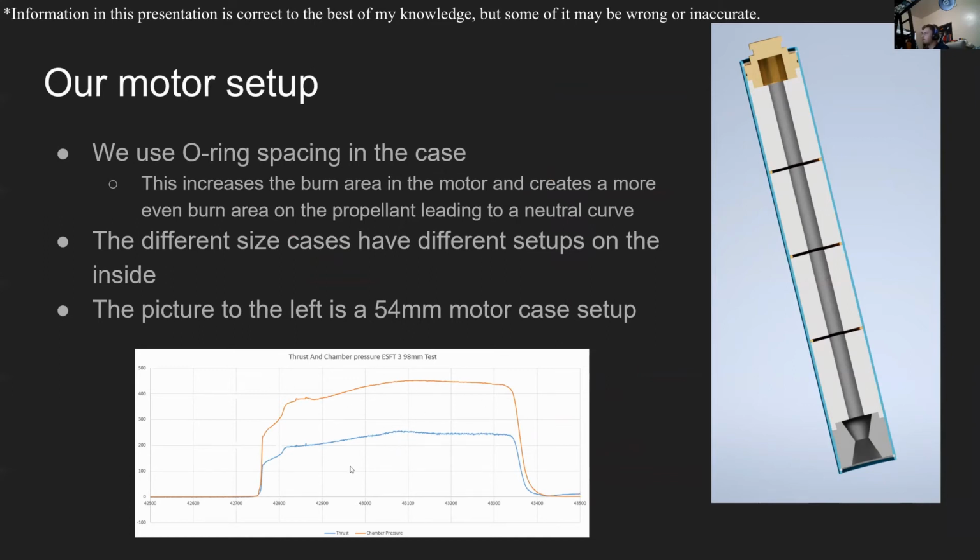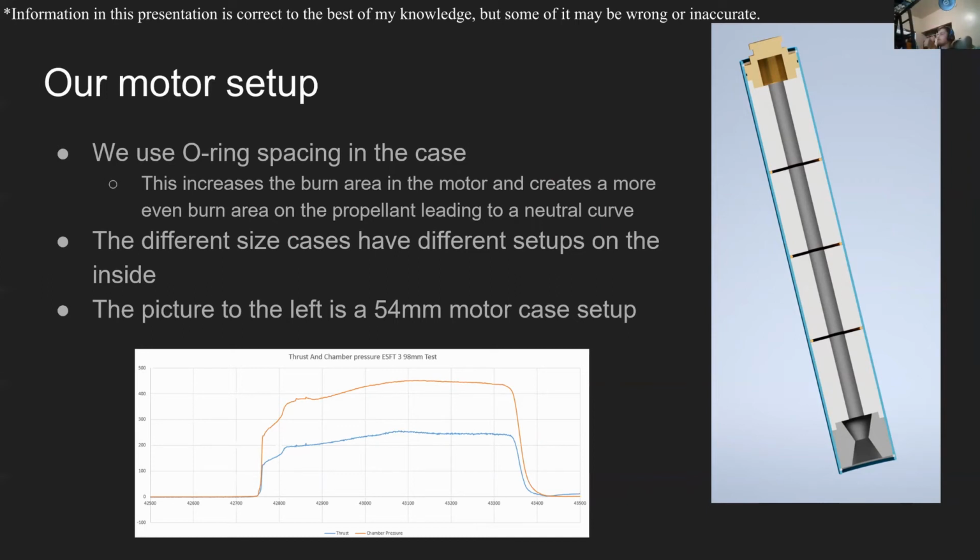And this is a 98 millimeter motor. This is the data from it, the thrust curve on the bottom and the chamber pressure curve up top. This was one of the motors that was spaced and gapped similarly to this, with, I think, 3 or 4 O-rings in between, about 3 or 4 grains.